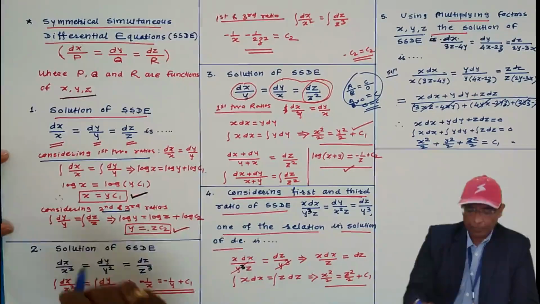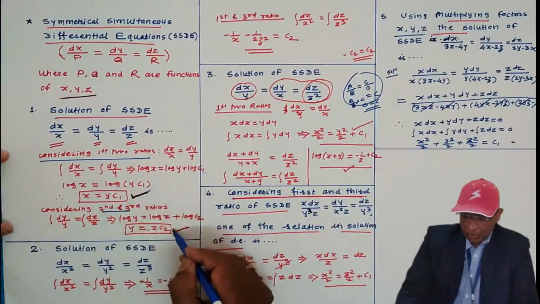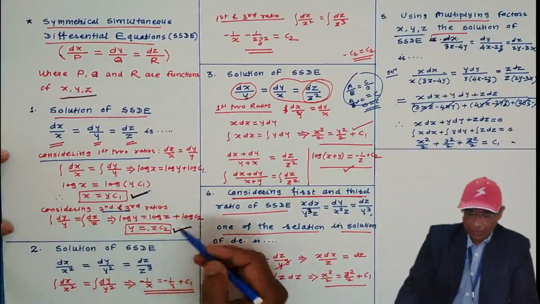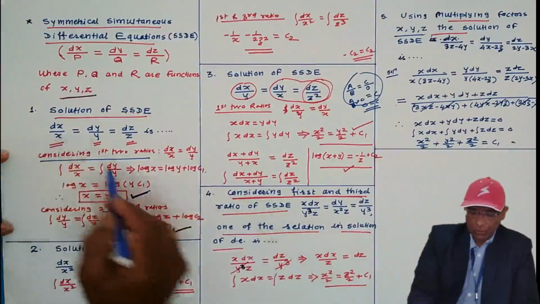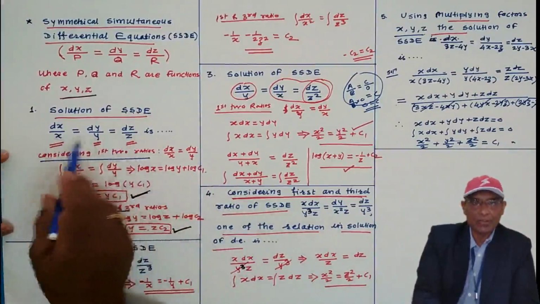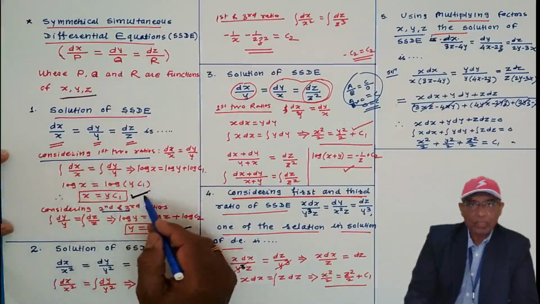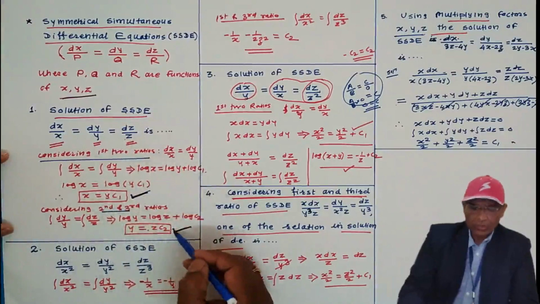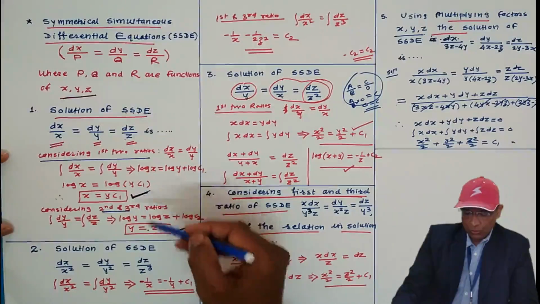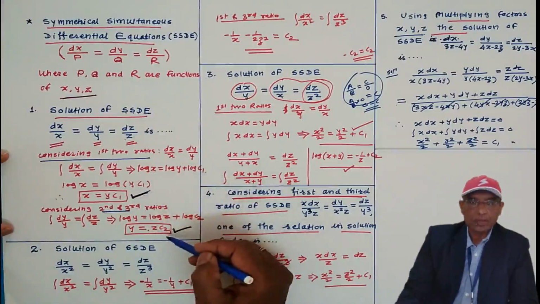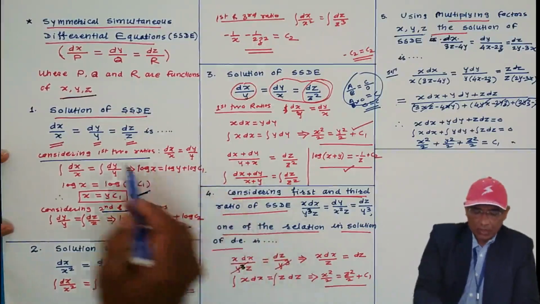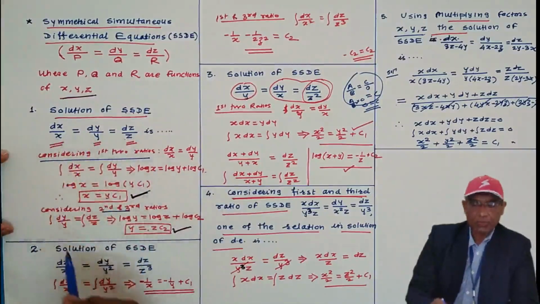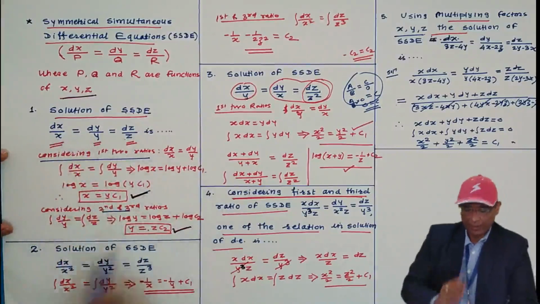So in options, these two solutions will be given because these two solutions contribute to the general solution of the given differential equation. This is not only the solution of this, but these two solutions will form the general solution of the given differential equation. Therefore, in options, these two you will find.